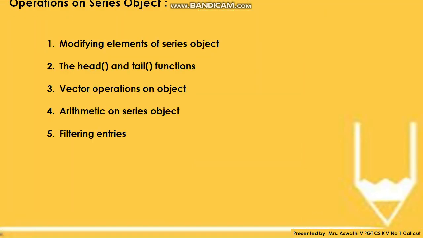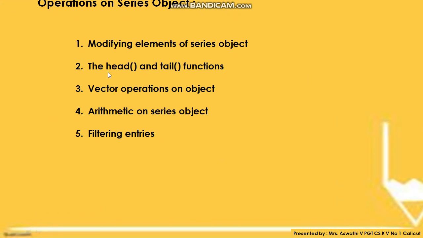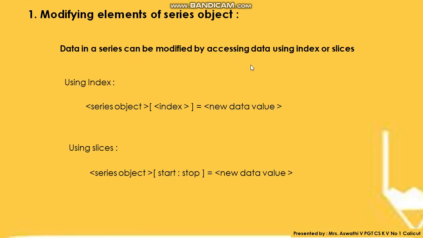Moving on to the next topic, operations on series object. So we will be learning 5 types of operations that we can do on series object. All are easy only. First one we have already learned, modifying elements of series object, the head and tail functions, vector operations on object, arithmetics on series object, and filtering entries. Okay, let us see the first one, that is modifying elements of series object.